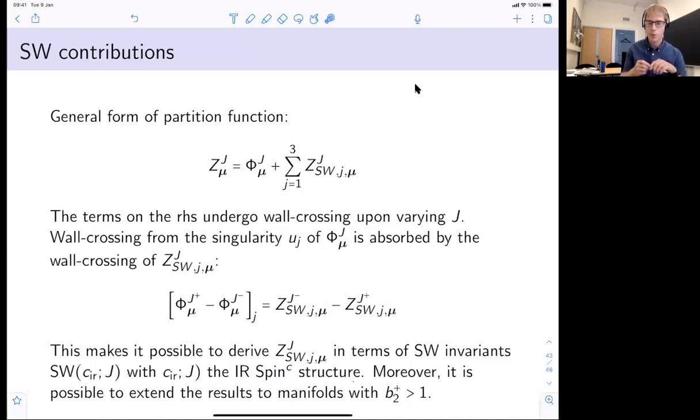Now, there's an important phenomenon which allows us to deduce these contributions from the U-plane contribution, in terms of the so-called Seiberg-Witten invariants. And this is the phenomenon of wall crossing. So if we vary the metric J, then this integral Phi will in general change, and will change at every point of the boundaries of the integration domain. But the left-hand side is only expected to change due to the weak coupling or the singularity at tau UV. So the change of Phi has to be absorbed by the wall crossing due to the Seiberg-Witten invariance of the Seiberg-Witten contributions.